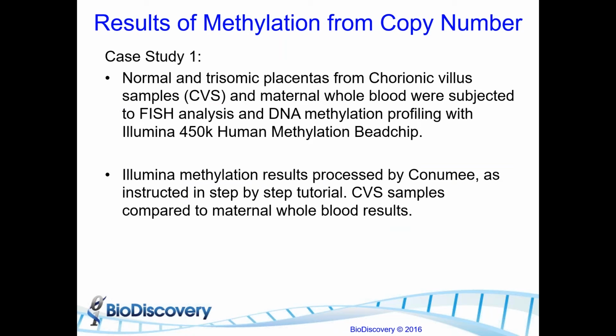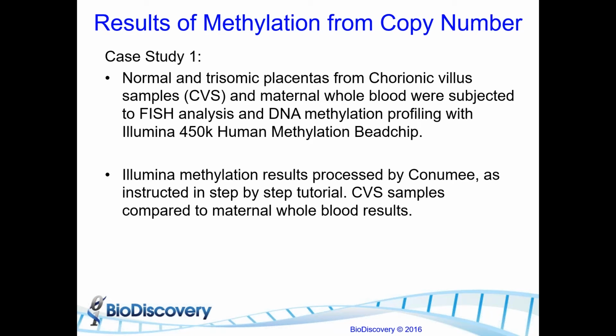So I'd like to take you through two different case studies to show you how these data are actually working in sort of a real-world environment, and hopefully show you that you can use any of these data sources reliably in Nexus Copy Number for your analysis. Because methylation is sort of a newer source for copy number data, this first case study is a proof of principle study. We have a series of normal and trisomic placentas from chorionic villus samples, or CVS samples, as well as maternal whole blood. All the samples were subjected to FISH analysis as well as DNA methylation profiling with the Illumina 450K human methylation bead chip.